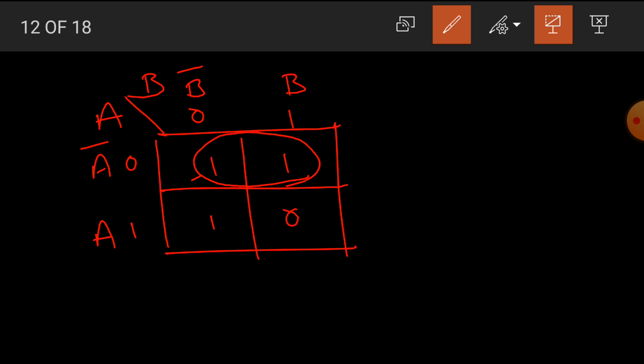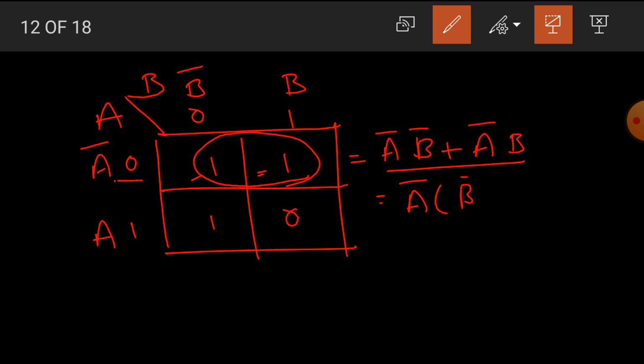For this one we get the equation A bar B bar, plus for this one we get the equation A bar B. In both the terms we can see that A bar is common, hence we get B bar plus B, but B bar plus B is equal to 1, hence we get A bar. Sorry, let's see once again.